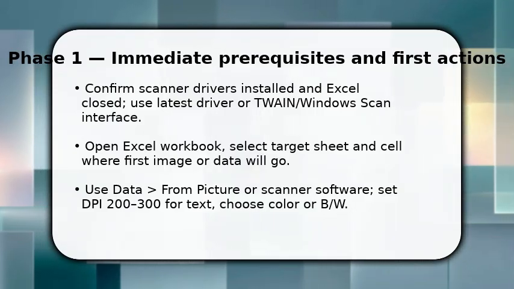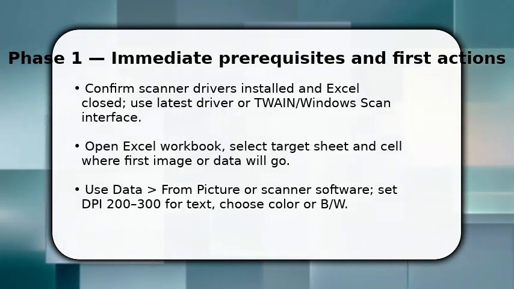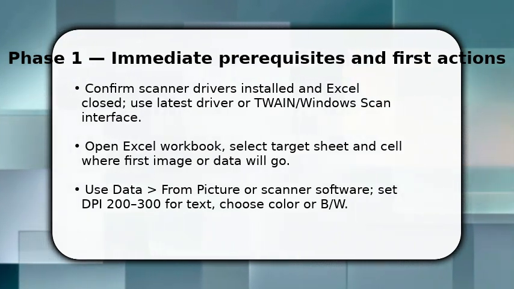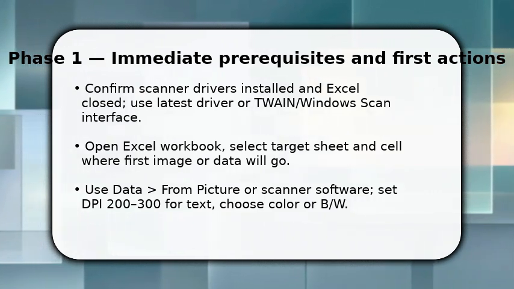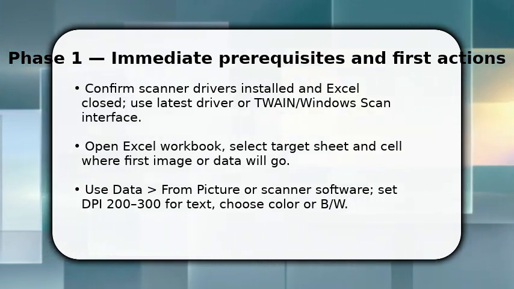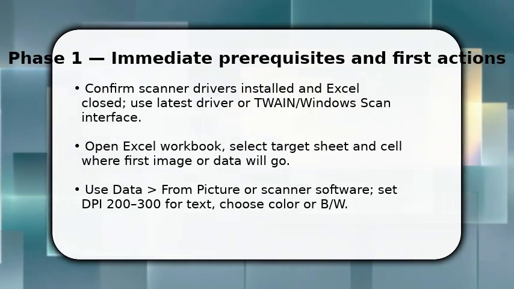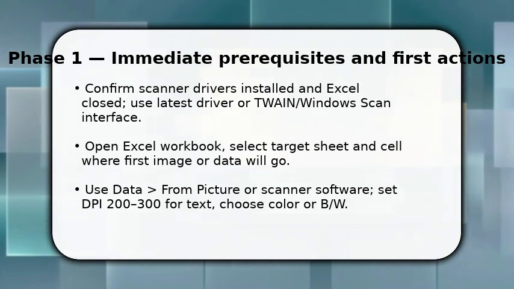You will begin by ensuring the scanner drivers are current, because drivers control image quality and compatibility. Once done, close Excel, then open the exact workbook and select the cell for the first import. This anchors results. Next, launch Excel's data from Picture or your scanner app, select the scanner device, set DPI around 200 to 300 for readable text, and choose color or black and white depending on document contrast.